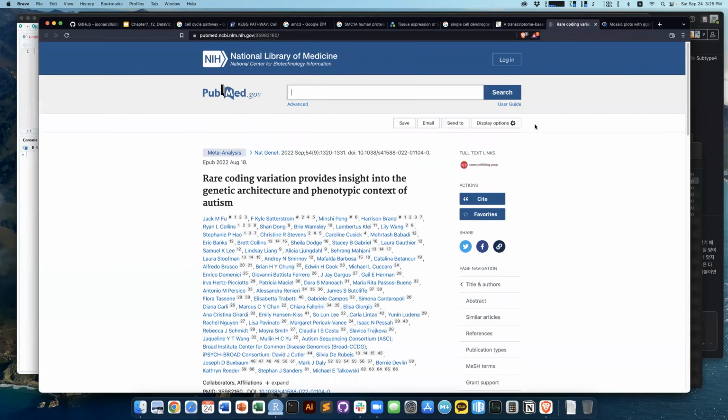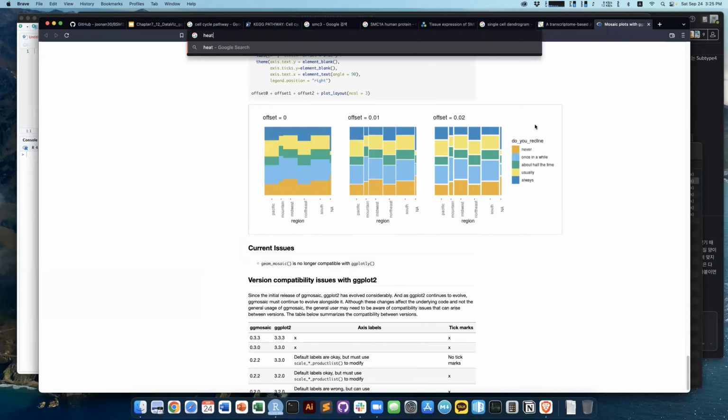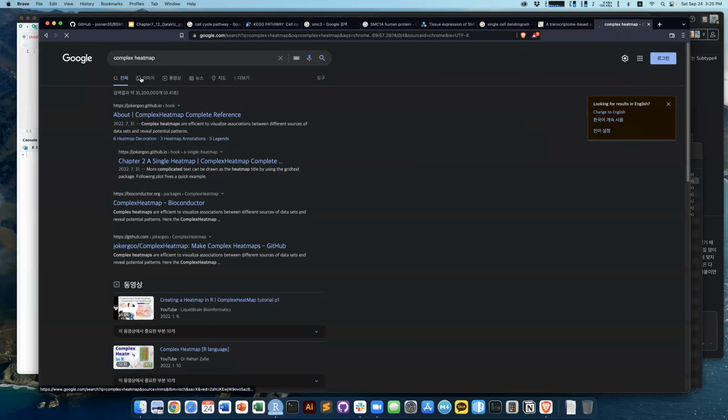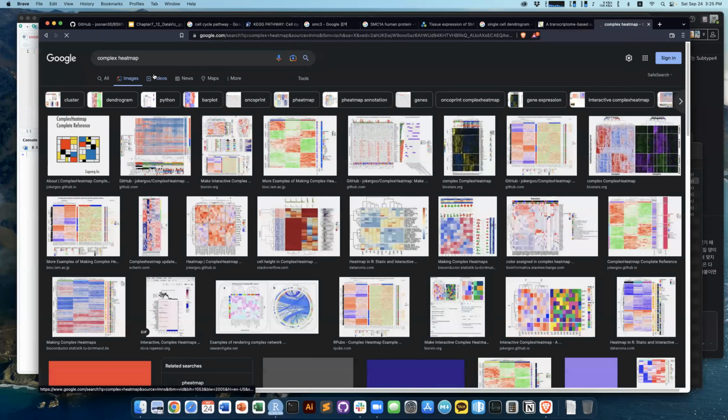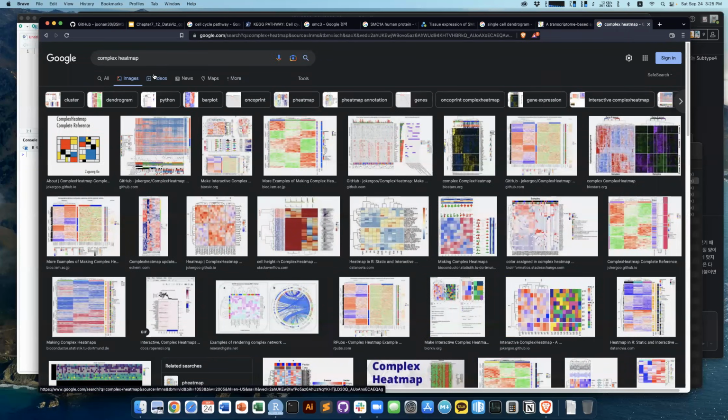Another way we can think about the dendrogram is this. Let's look at the information like this. Okay, that would be great.